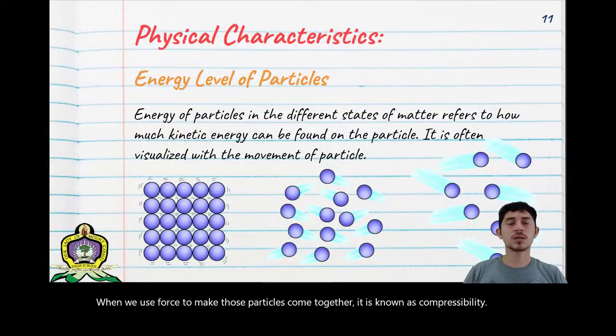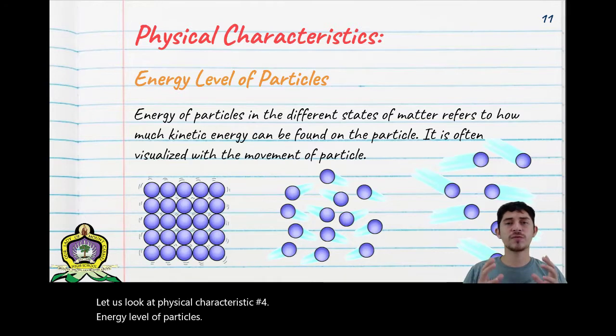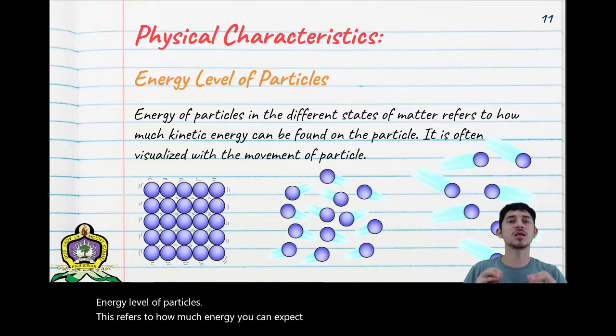Let us look at physical characteristic number 4: energy level of particles. This refers to how much energy you can expect the particles in each of the states of matter to have.